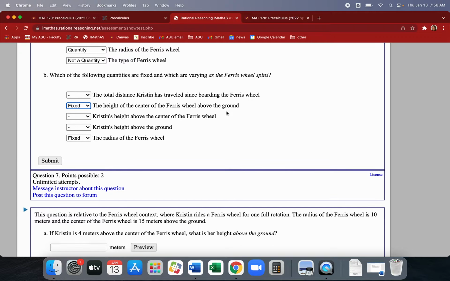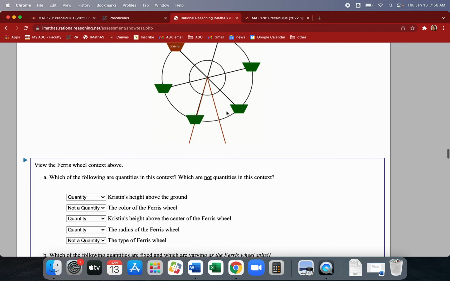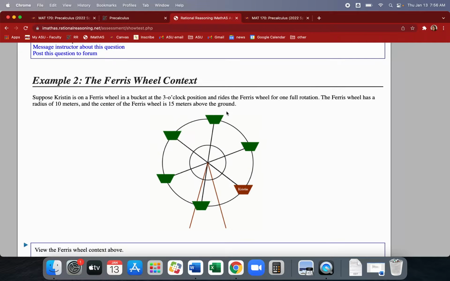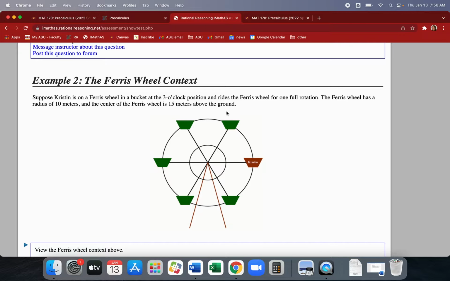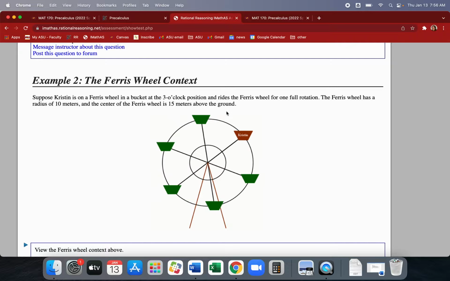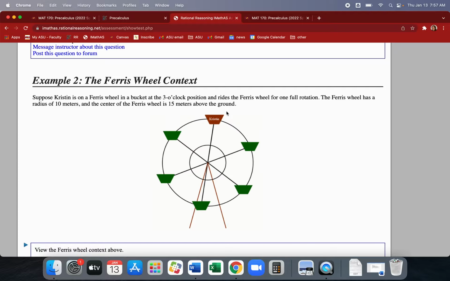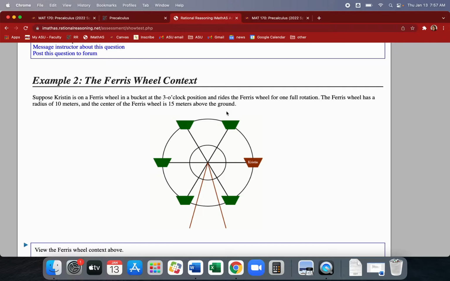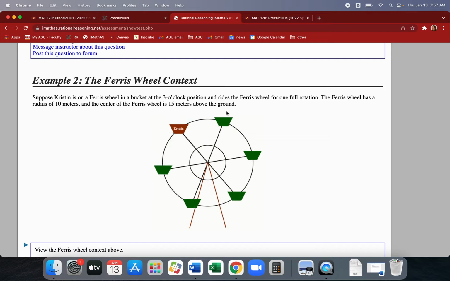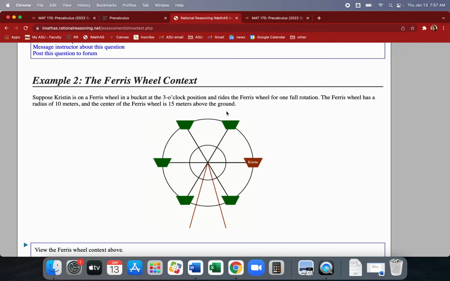What's the smallest that her height above the ground could be? The Ferris wheel has a radius of 10 meters. The center of the Ferris wheel is 15 meters above the ground. While she's on this, what's the closest she's going to be to the ground? Yeah? 5. Yeah, so what's the farthest she's going to be from the ground? Yeah, we've got a radius of 10 meters, and then 5 meters down below. So 5 meters to here, 10 meters to be all the way up to the top.